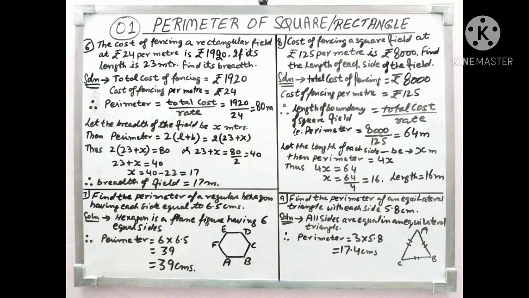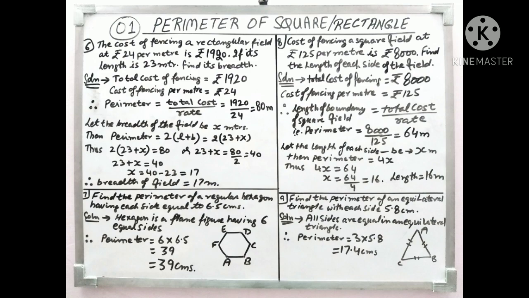Let us see the last question, number 9. Here we have to find the perimeter of an equilateral triangle with each side measuring 5.8 centimeters. I hope you all remember what an equilateral triangle is. An equilateral triangle is a triangle in which all the sides are of equal length. Got it? So we are given the length of each side of the triangle is equal to 5.8 centimeters. A triangle has 3 sides. So the perimeter of the triangle will be 3 into 5.8, that is 17.4 centimeters.